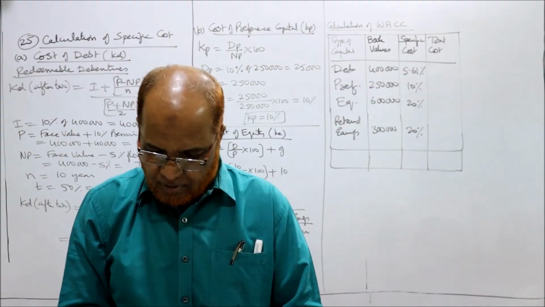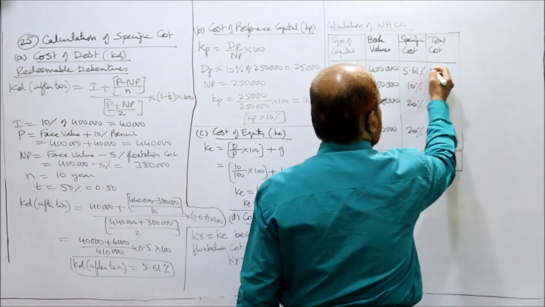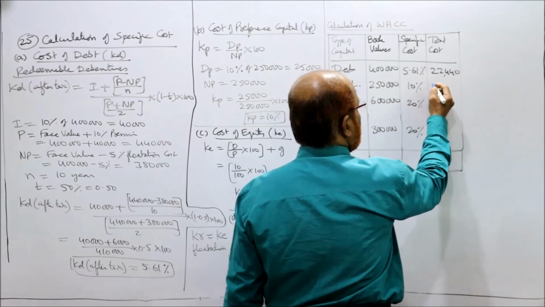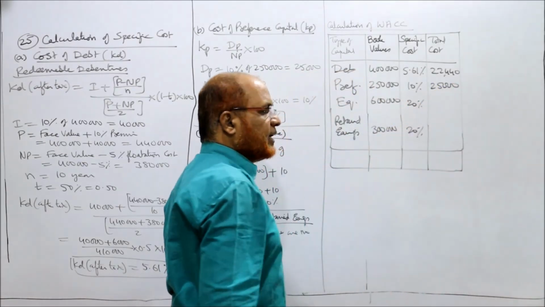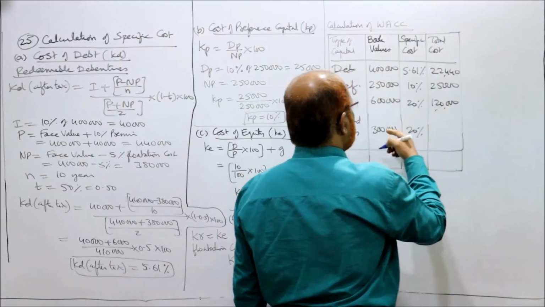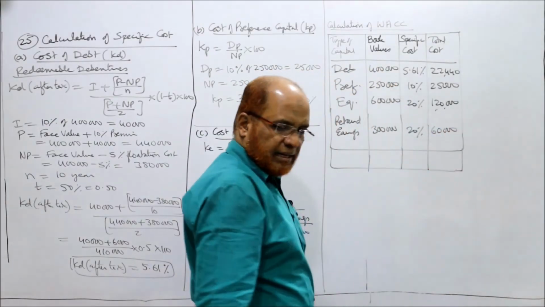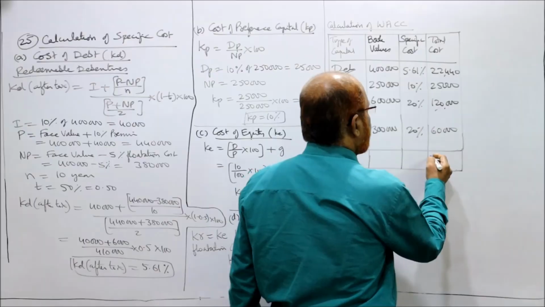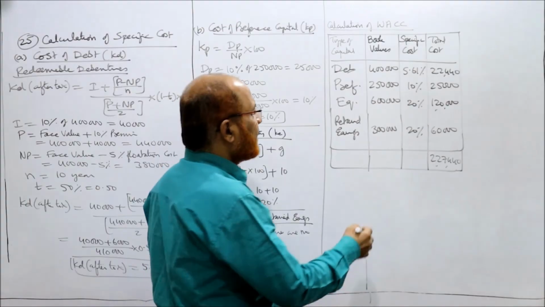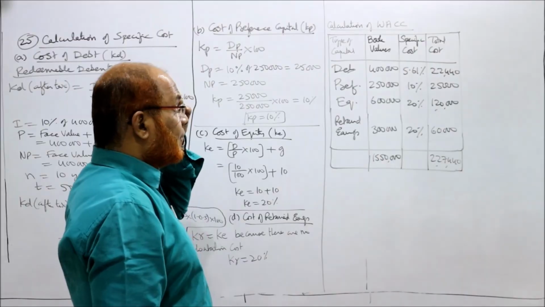Now we take the amounts. 4 lakh into 5.61% is 22,440. Then 2,50,000 at 10% is 25,000. 6 lakh at 20% is 1,20,000. Then 3 lakh at 20% is 60,000. Total is 227,440. And the total of the amount is 15 lakh 50,000.